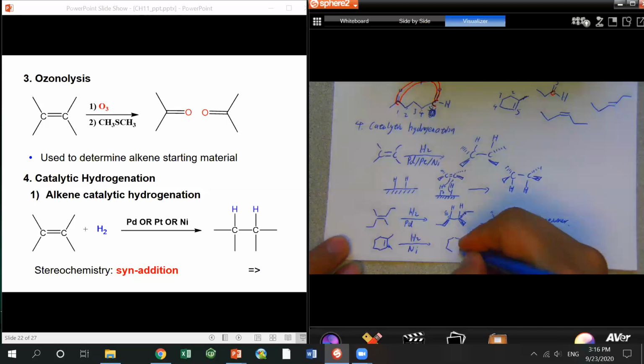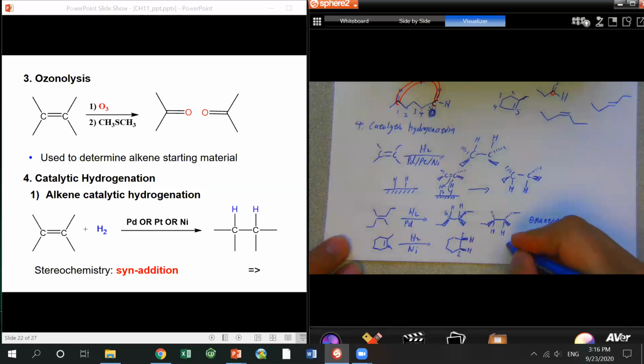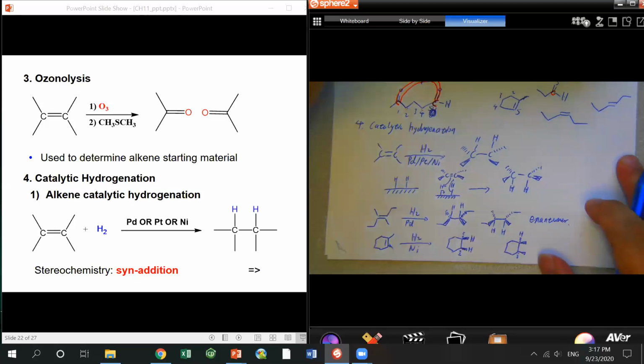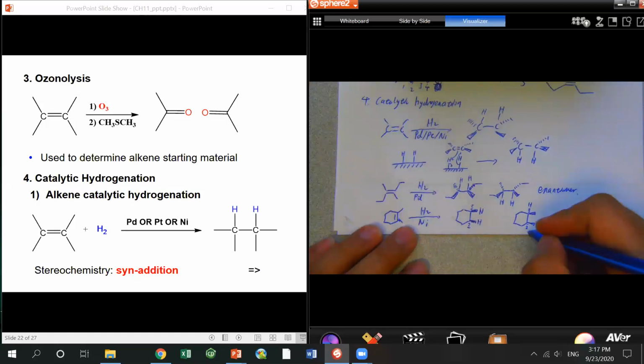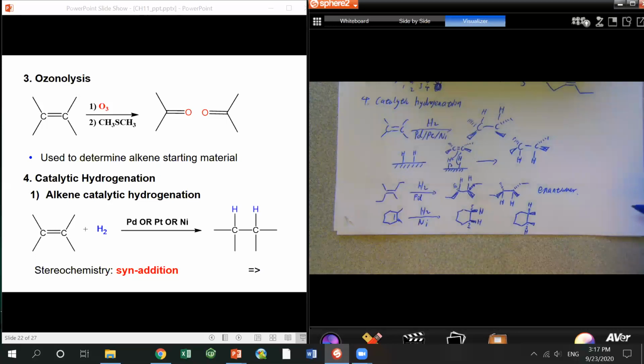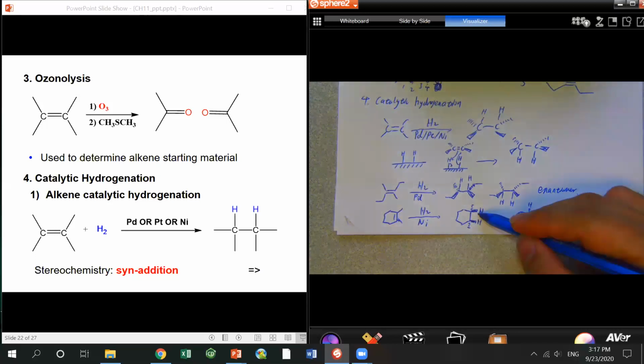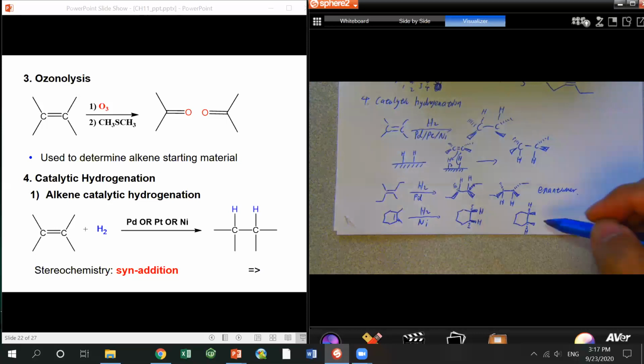All right, so again, we can have two hydrogens go to the same side: both add from the top, or the two hydrogens both add from the bottom. It looks like here you get a pair of two different compounds. But if you take a second look, you find these two are actually the same thing. So it's a meso compound. These two are the same compound.